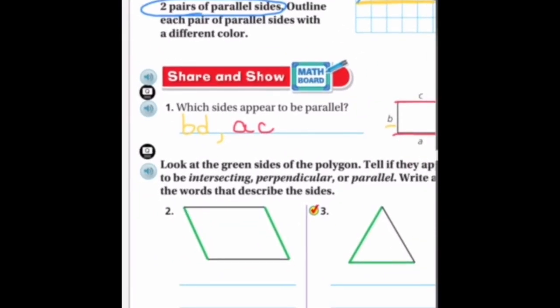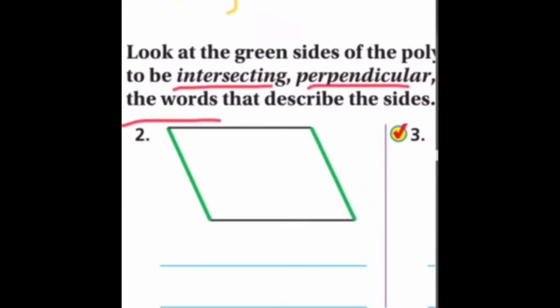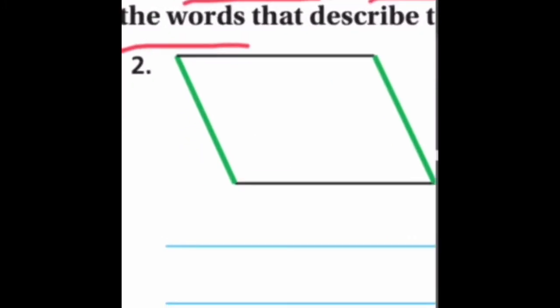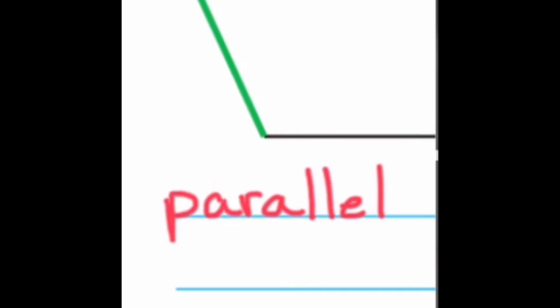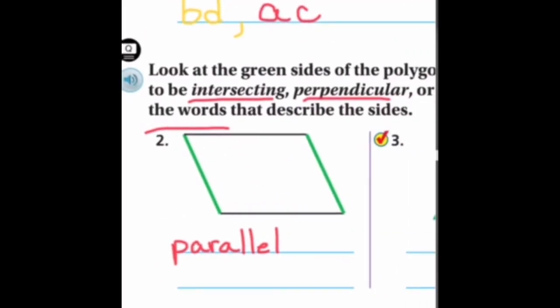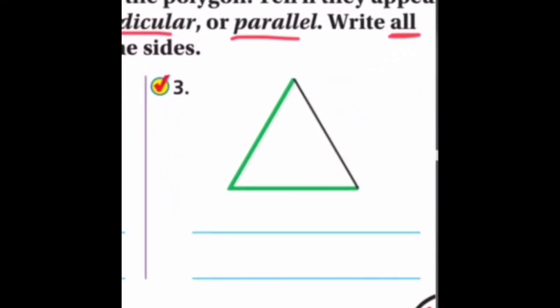Look at the green sides of the polygon. Tell if they appear to be intersecting, perpendicular, or parallel. Write all the words that describe the sides. So if I look at our parallelogram here, or quadrilateral, number 2 with the green sides, those two sides are parallel. And that's all they are. They are not intersecting because they don't touch, and they're not perpendicular because they don't touch, and they're not at a 90-degree angle. So let's move to number 3, these two sides.